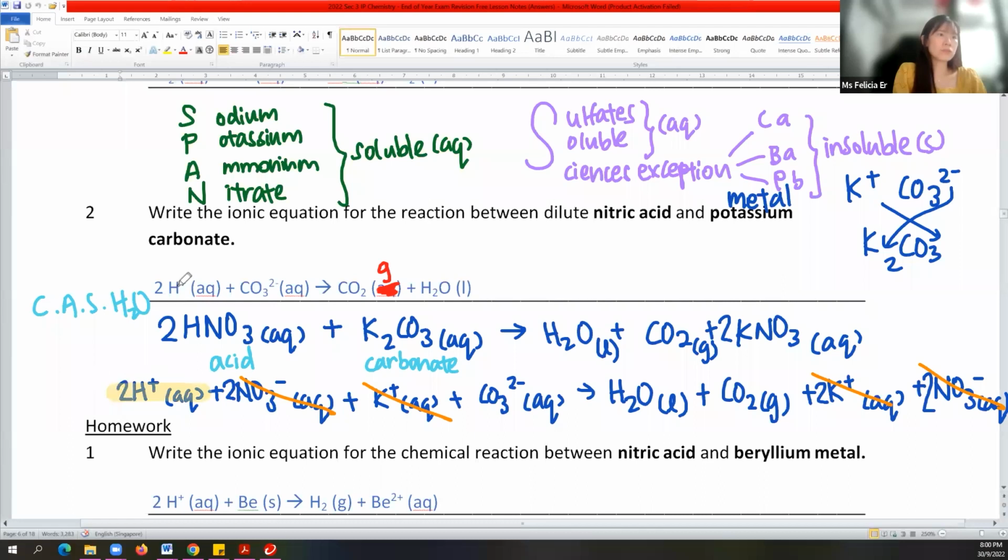So it's 2H plus aqueous, CO3 2 minus aqueous, CO2 gas, and H2O liquid. We just copy down the rest. Okay? Yeah, done.